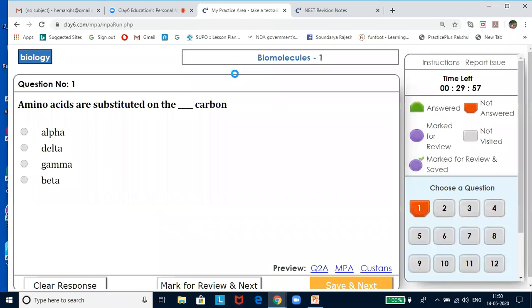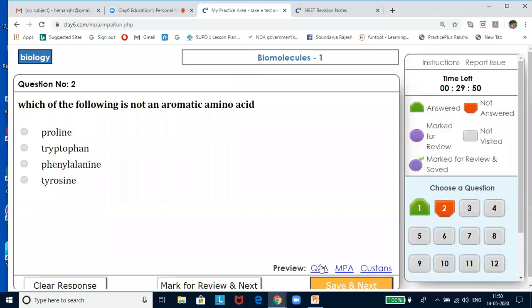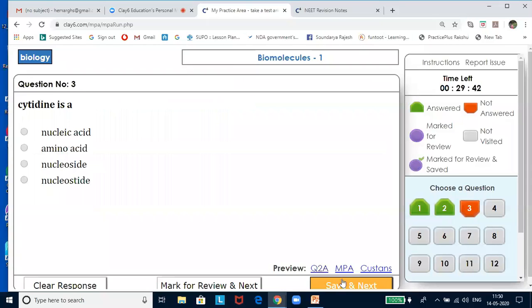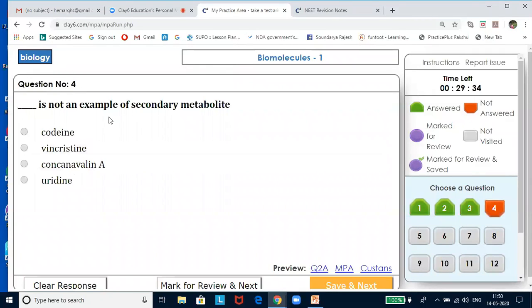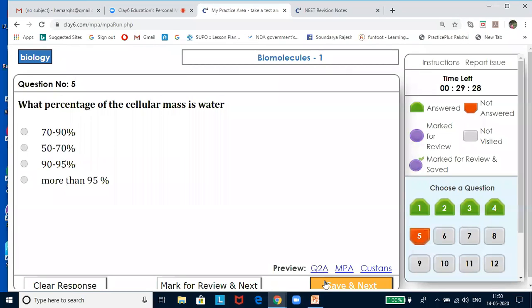Amino acids are substituted on the dash carbon. It is alpha carbon. Which of the following is not an aromatic amino acid? Proline. Cytidine is a nucleoside. Dash is not an example of secondary metabolite: uridine, because it's a nucleoside.